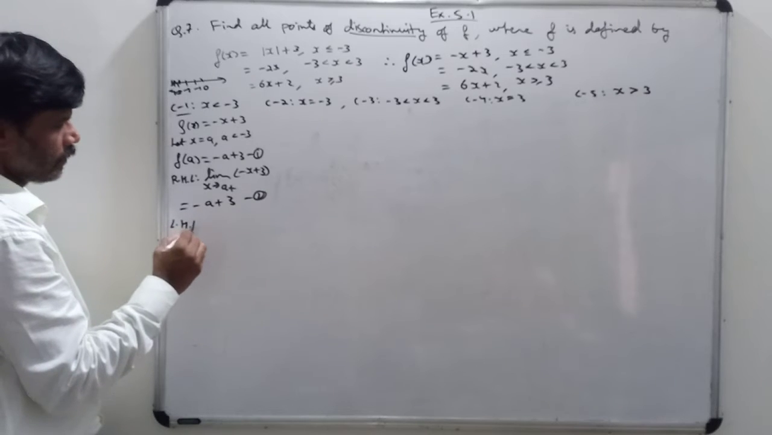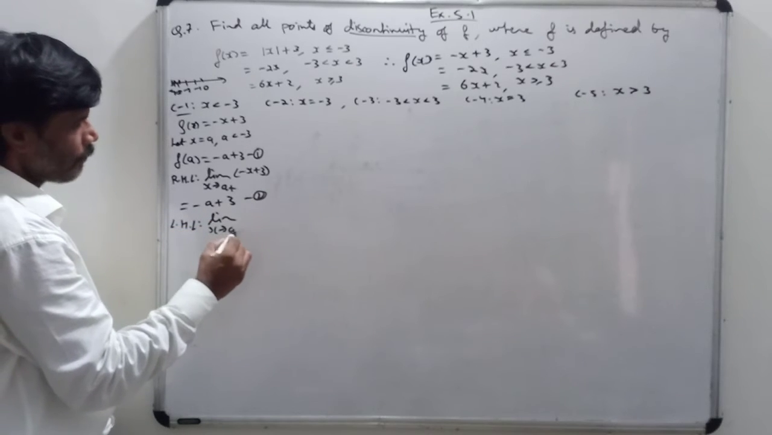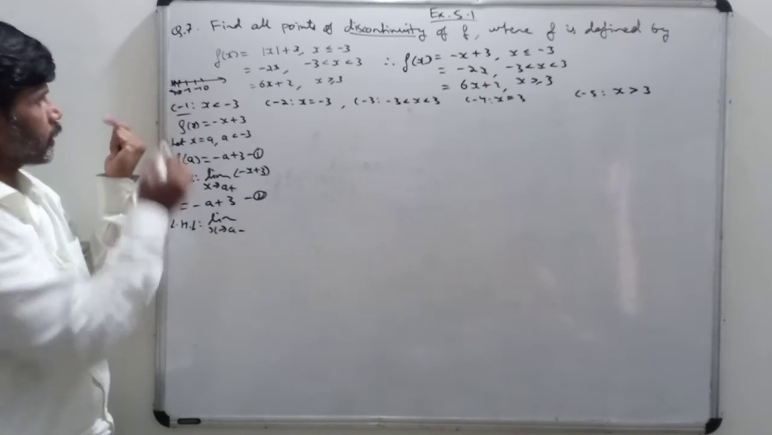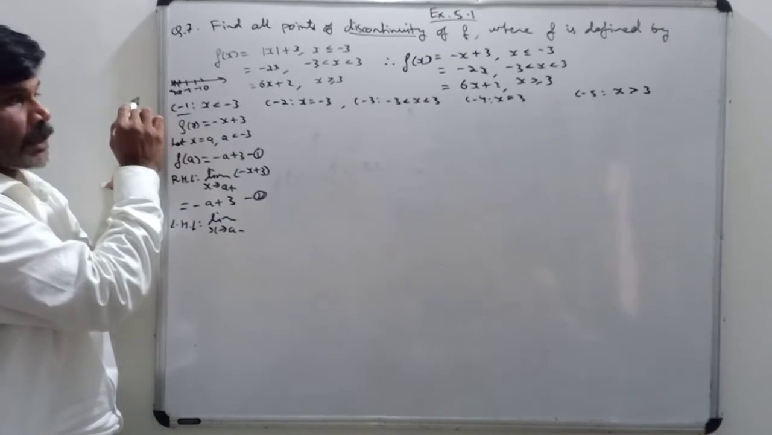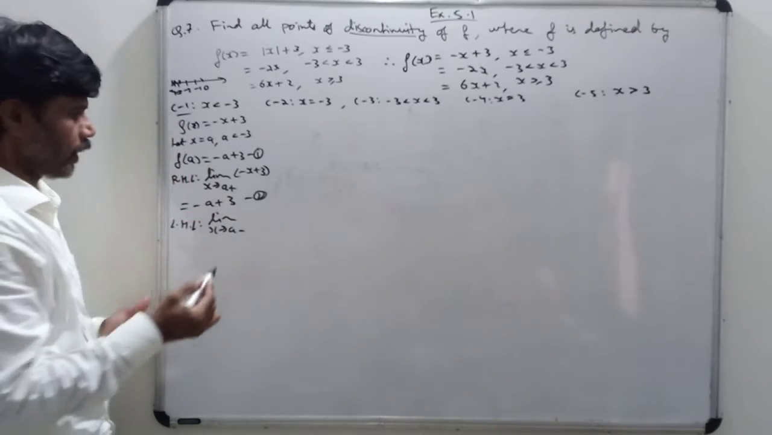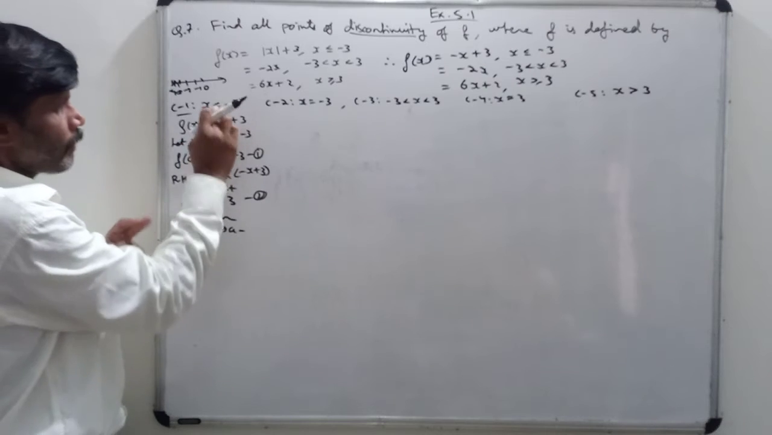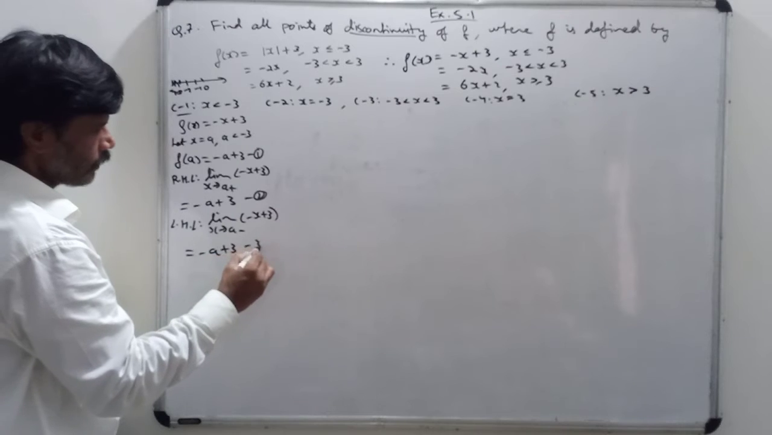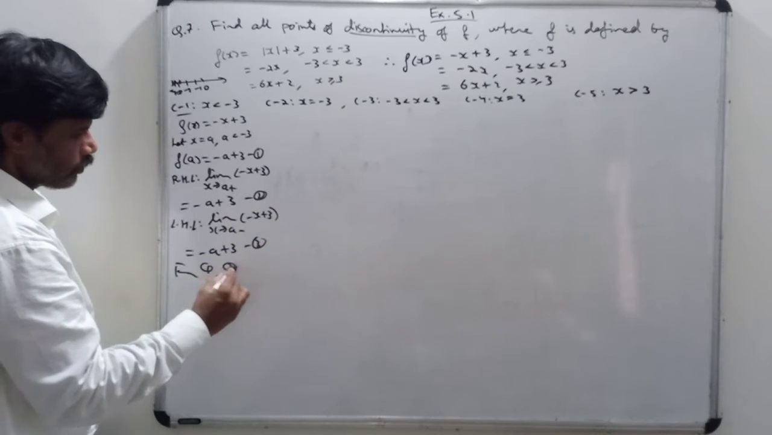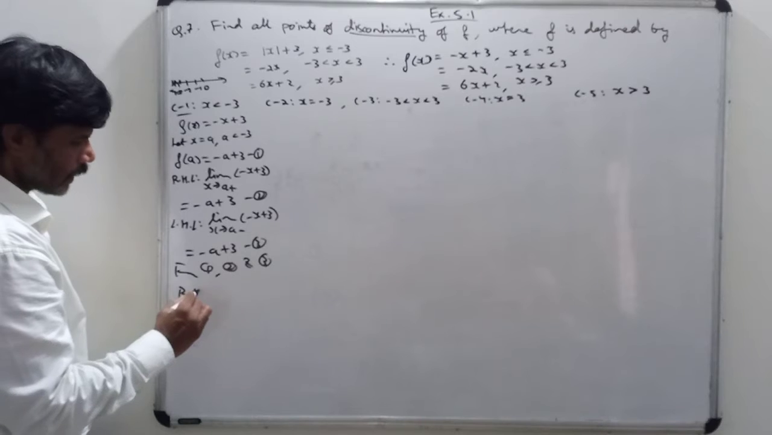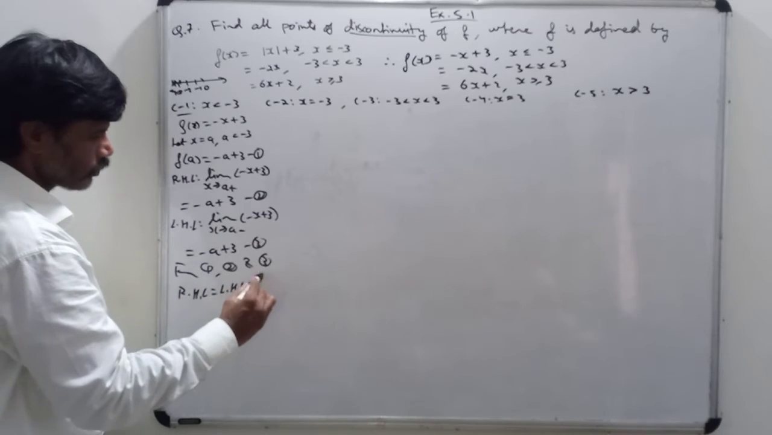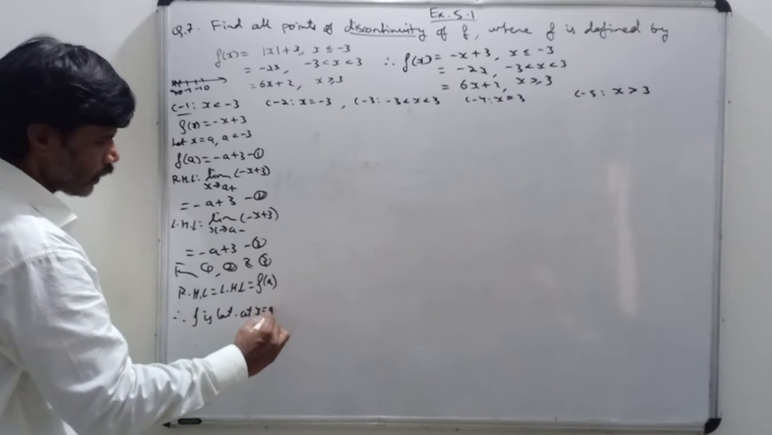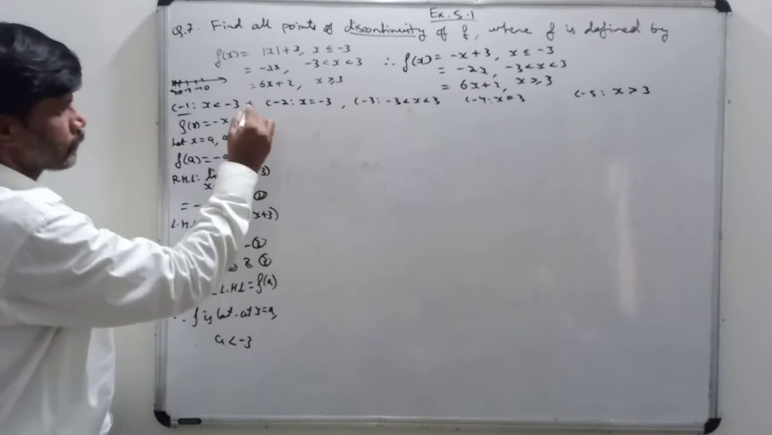Now you find out the LHL, limit x tends to a minus. We have thought that a is -4. So -4 minus means somewhere before -4, that is -4.01 or -4.001. Again -4.001 is less than -3, so the function will remain the same, -x + 3. Apply the limit: -a + 3, give it number 3. So from 1, 2 and 3, what did you understand? RHL is equal to LHL is equal to the value of the function. Therefore the function is continuous at x = a, where a is less than -3.